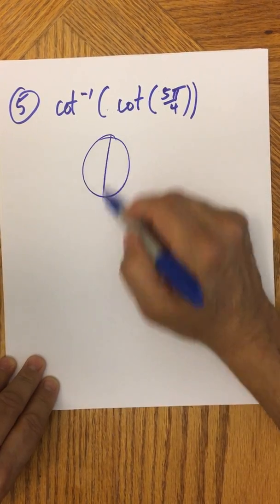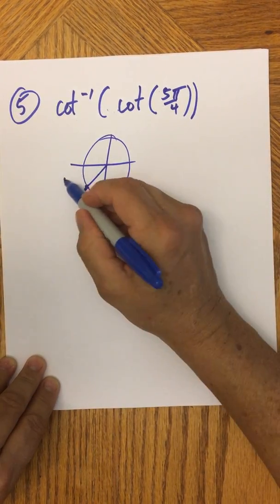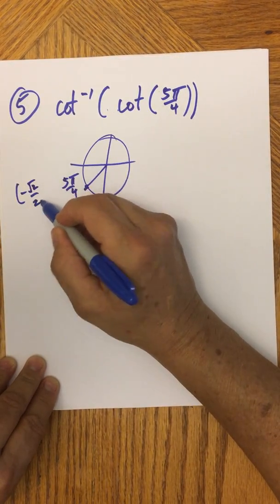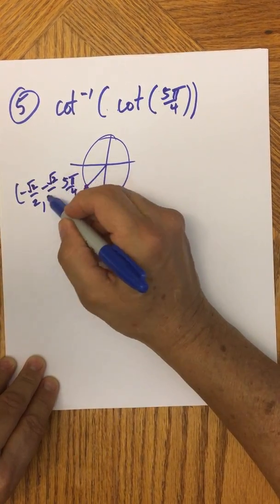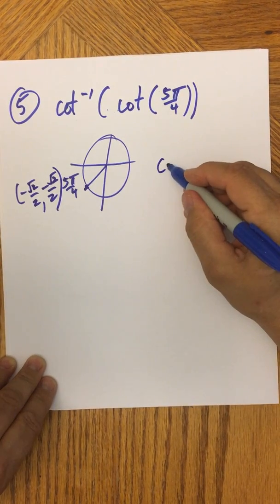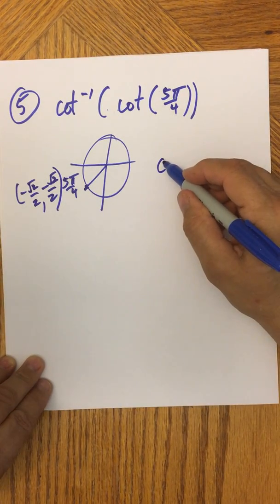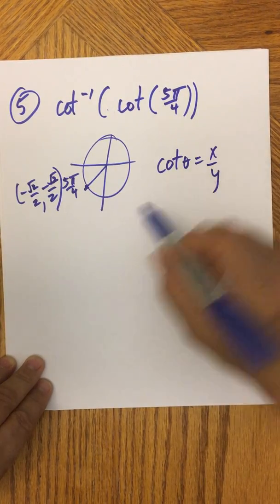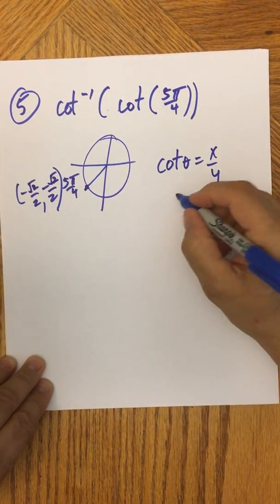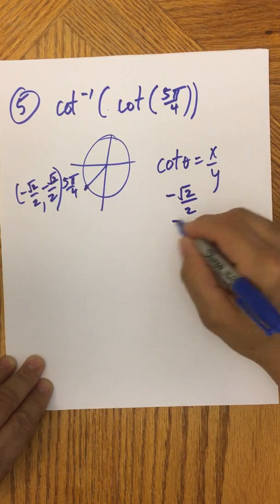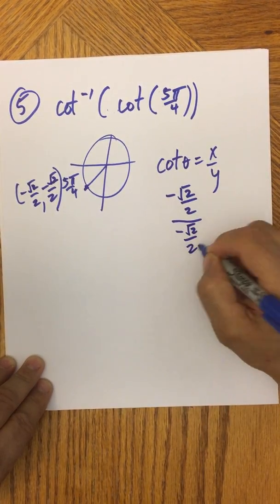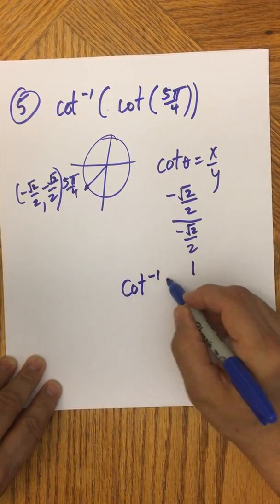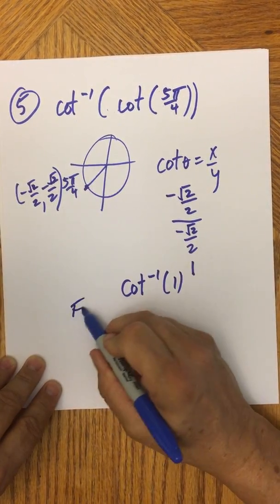So at 5 pi over 4, right, over here, we have the coordinates negative square root 2 over 2 and negative square root 2 over 2. Now cotangent is defined as, cotangent of any angle is x over y. So I'm going to have this one over that one. But of course it's going to come out to be 1. So all of this becomes 1, and I'm really now evaluating cotangent inverse of 1, and I'm asking for what?